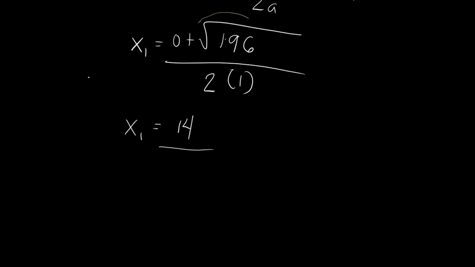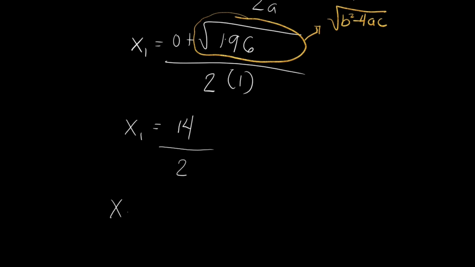Tama? So, ito na yun. Ayan na si square root of b squared minus 4ac mo. Pwede mo na siyang i-substitute mamaya. All over, ano to? 2. So, x sub 1 will be equal to 7. So, meron ka na yung isang value.